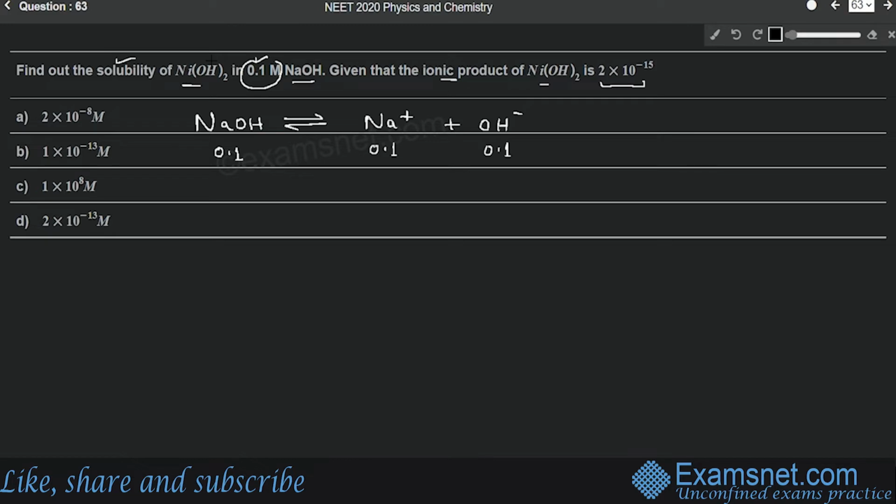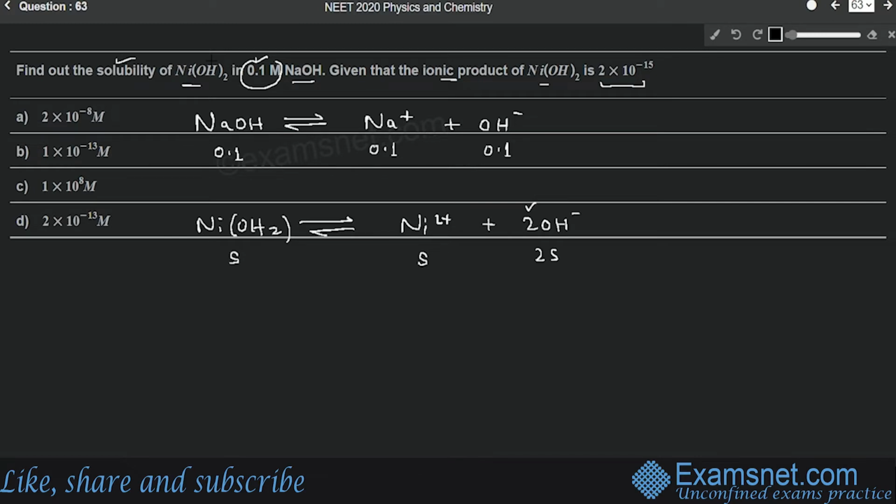Okay. Now nickel hydroxide. If this is to be dissociated, then what will we get? Ni2+ ion plus 2 OH- ion. Here we don't know the concentration of nickel hydroxide, so let's assume it is S. Then the concentration of Ni2+ will also be S and the concentration of OH- will be 2S, because here 2 moles of OH- are there. So it will be 2S.